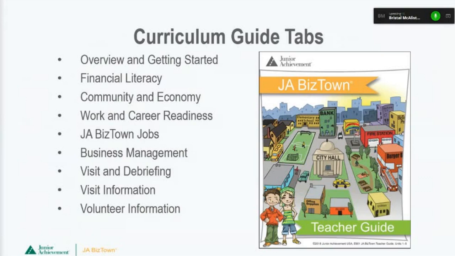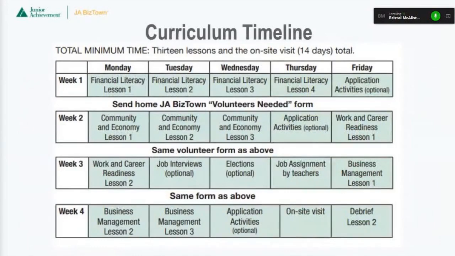All the sections are color-coded by lesson. So all the financial literacy is 1 color, community and economy are all color-coded the same color, work and career readiness, and so forth. So that way you know as you're flipping through, you are still within the same section. So over the next few slides, we are going to show you what is inside the curriculum and some things to point out. So the first thing we come to is the curriculum timeline.